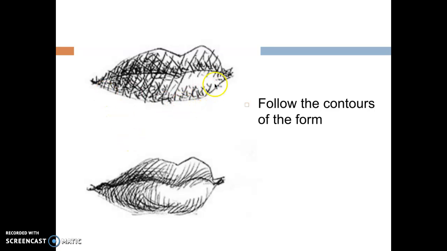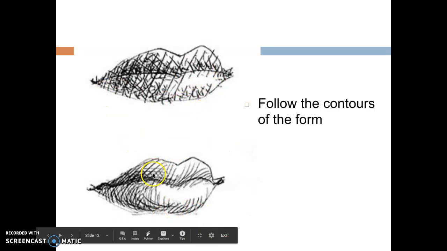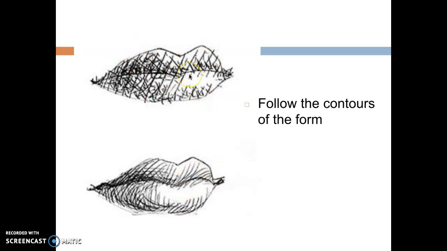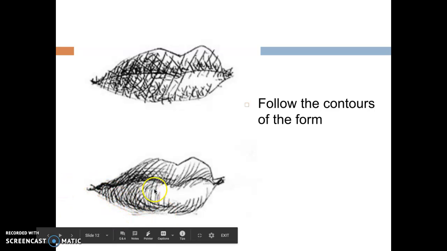So this is the difference here. This is just a real quick example of a pair of lips. This drawing looks like it has some type of texture or rough barbed wire on the lips, whereas since these lines are following the contours of the form, the lips are round, they curve up, that makes it look more realistic.